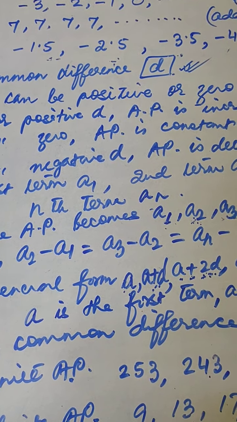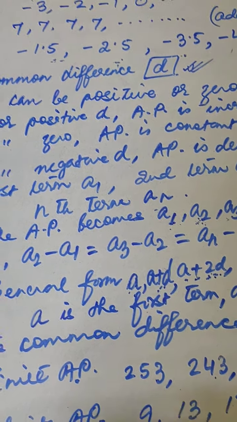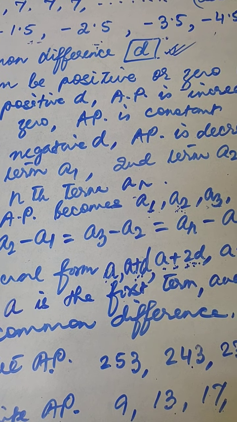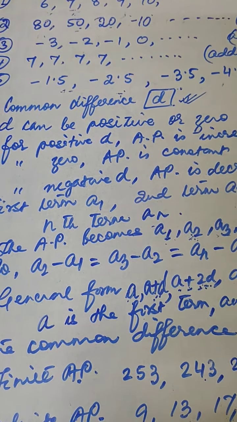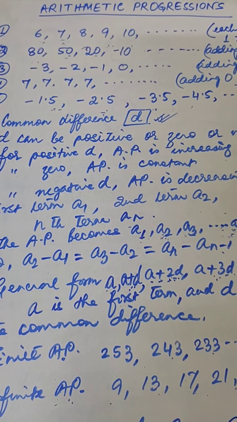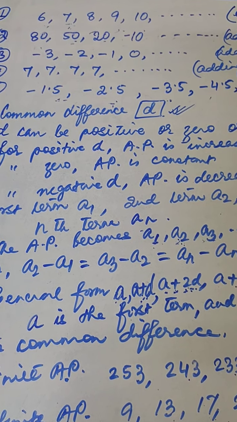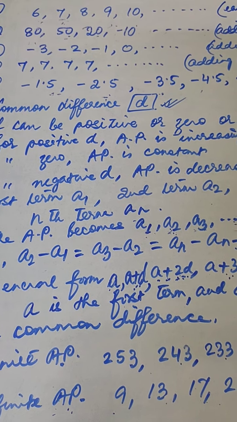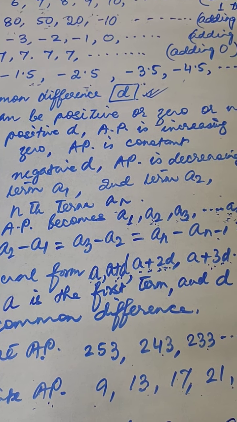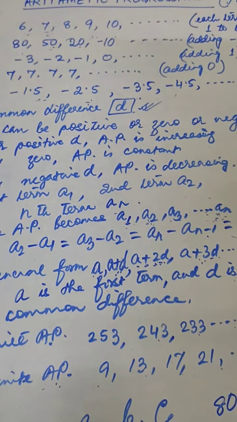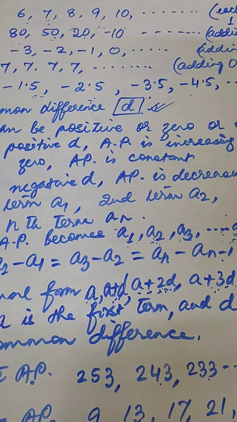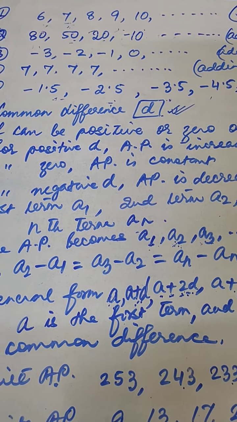So what we have noticed here is that we get the successive terms by adding a fixed number to the preceding terms. Such a list of numbers is said to form an AP or arithmetic progression. So what is arithmetic progression? It is a list of numbers in which each term is obtained by adding a fixed number to the preceding term except the first term. What does it mean? In the first one, we are adding 1 to each term to get the successive terms. So that 1 is fixed.